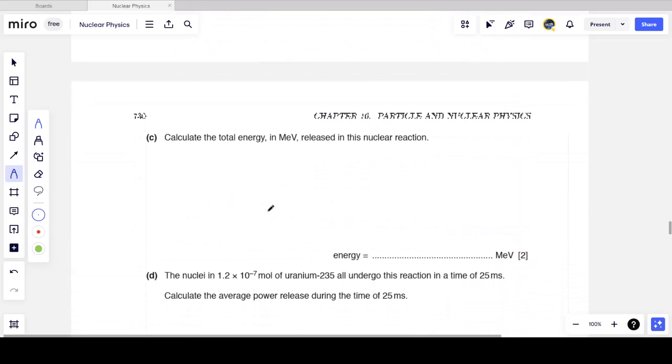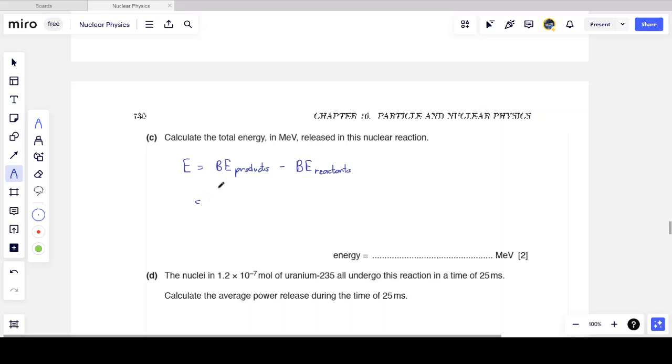Next we are told to calculate the total energy in mega electron volts released in this nuclear reaction. So how do we find the total energy? Well, the total energy is simple. I take the binding energy of the products and I subtract the binding energy of the reactants. If there's a difference in energy, that energy is released, in the form of kinetic energy. It's given to electromagnetic radiation, etc. And it's the thing that makes this reaction dangerous and so on.